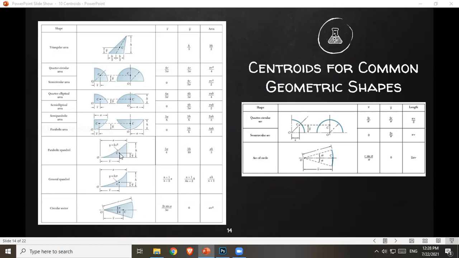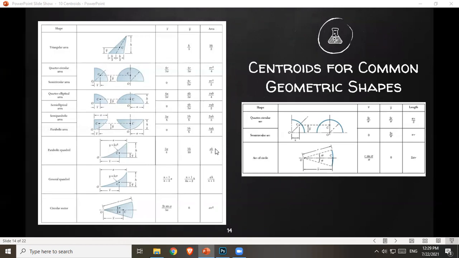Okay. So distance of centroid from this axis on the left is 3a over 4. And then distance of your centroid from the base is 3h over 10. Area of a spandrel is ah over 3.